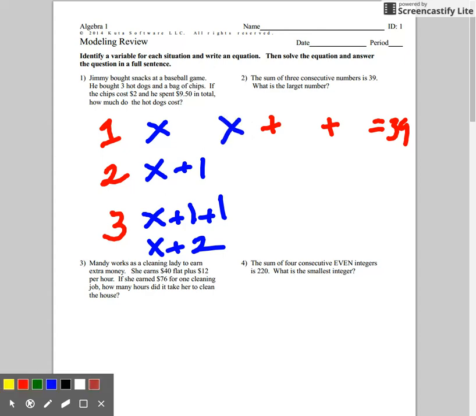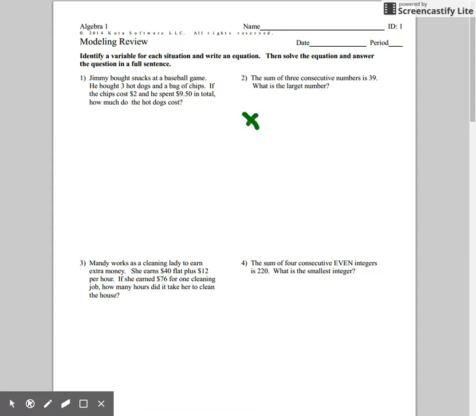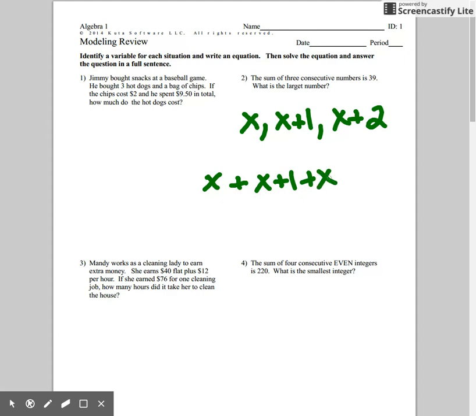So let's get back. So I now know that I have 3 consecutive numbers, and I now know that I can represent 3 consecutive numbers like this: x, x plus 1, x plus 2. Now they say the sum, that means I'm going to have to add them. x plus x plus 1 plus x plus 2 is equal to 39.